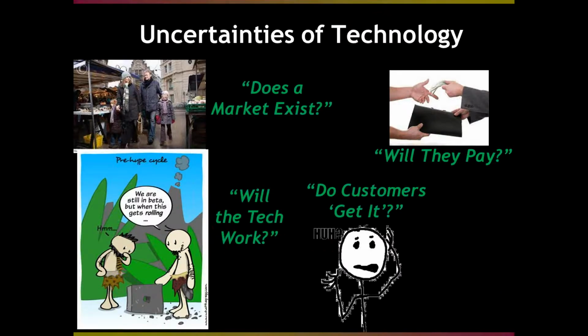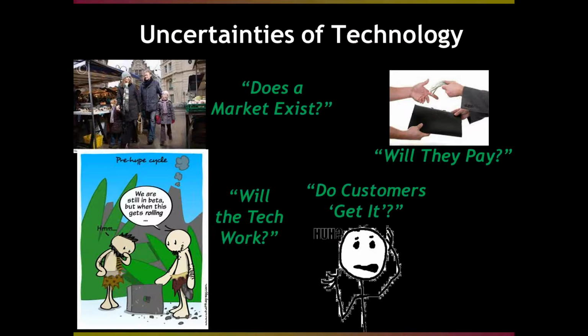But in technology, typically, there are four sets of risk. One is, does a market exist? Two, will the technology work? Three, will customers get it? And then fourth, will they pay? So the topic of this discussion is how might you deal with uncertainty in business modeling?